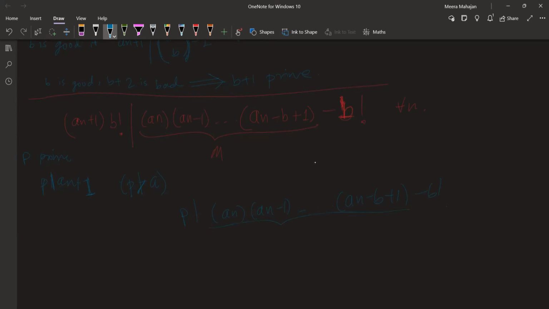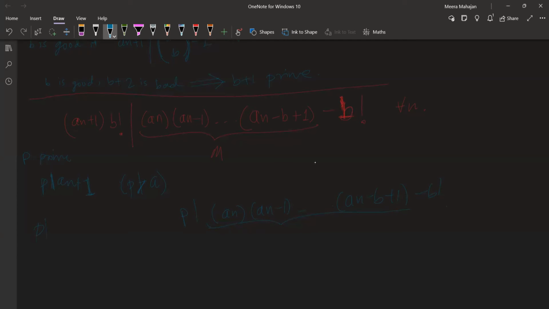So we would be happy if P ended up dividing this thingy, right? Like this looks weird now, but if P divides this, then it would be nice. So when can P divide this? Like P divides an plus 1.